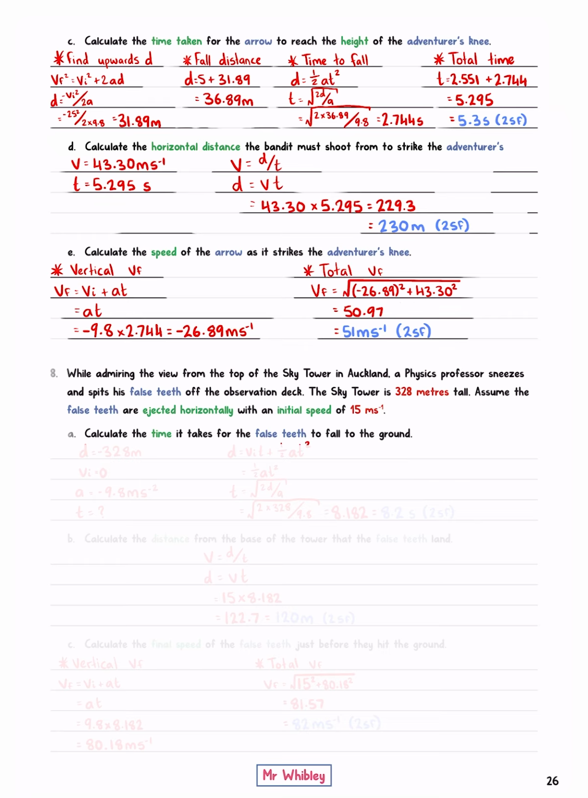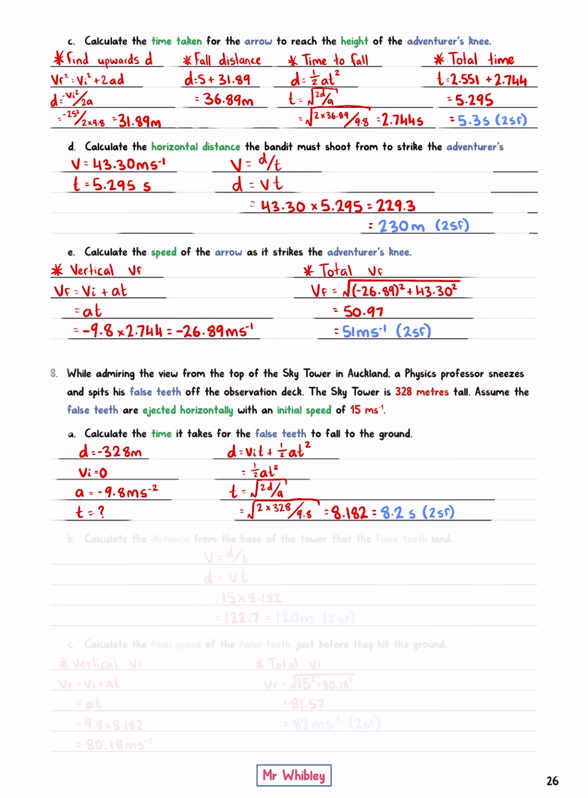They fall a distance of 328 meters. Our initial vertical velocity is 0 because they're ejected horizontally. Our acceleration downwards is negative 9.8 meters per second squared, and we're trying to find the time. The thing we don't have and don't care to find is the final velocity, and so we choose the equation without it. Vi is 0, so this becomes half at squared. We can solve this for time by doubling both sides, dividing by a and square rooting. Putting our numbers in gives me 8.182 or 8.2 seconds to two significant figures.